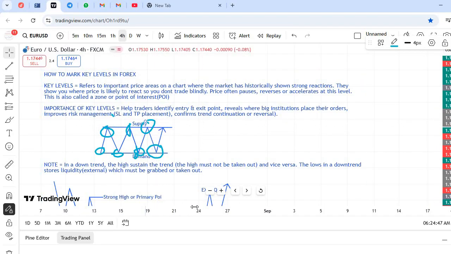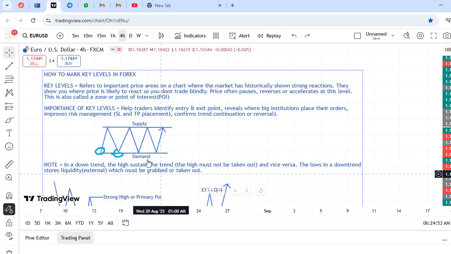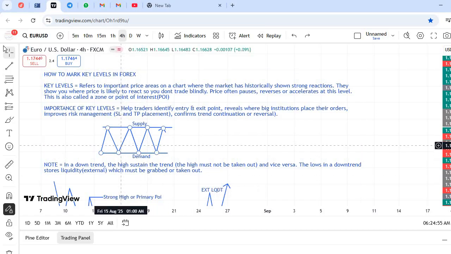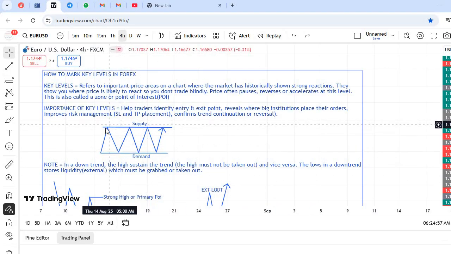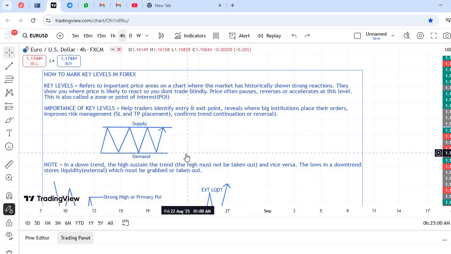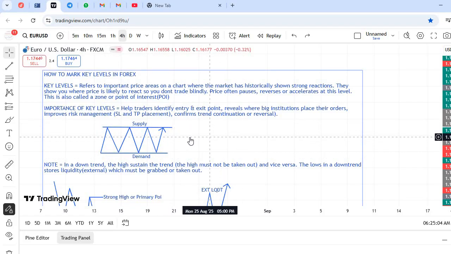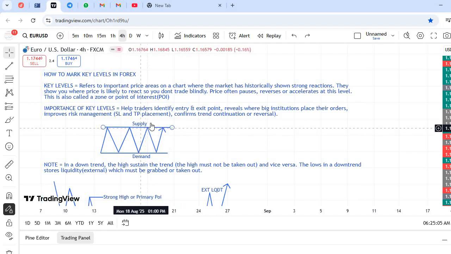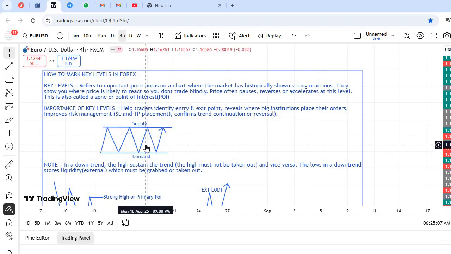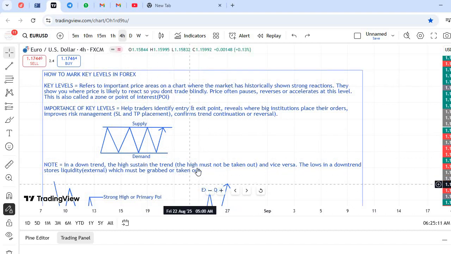Once you discover that price has been mitigating a level more than once, you're expected to take note of that level, because price will always come back. It will always come back to mitigate that level again, or kiss that level again. Then it will bounce back.